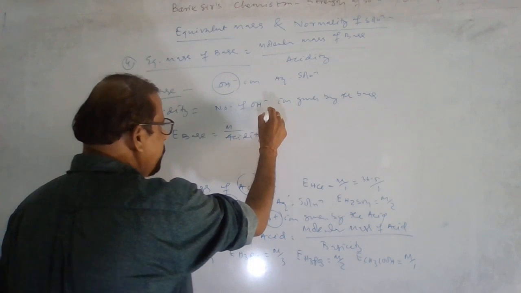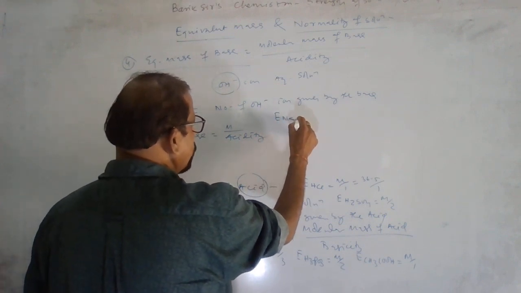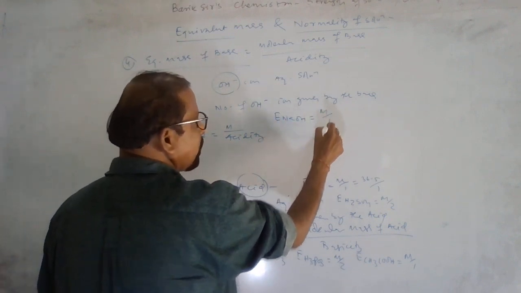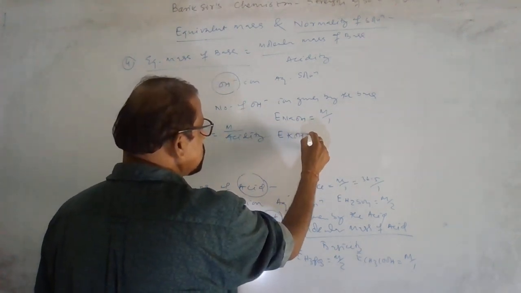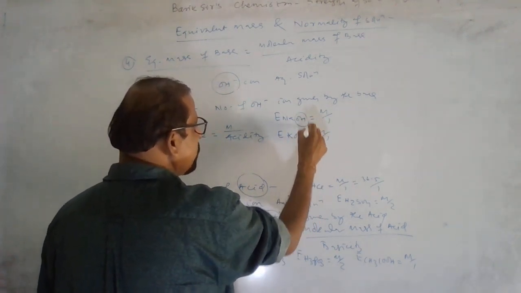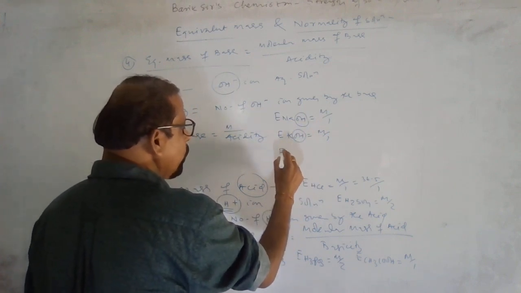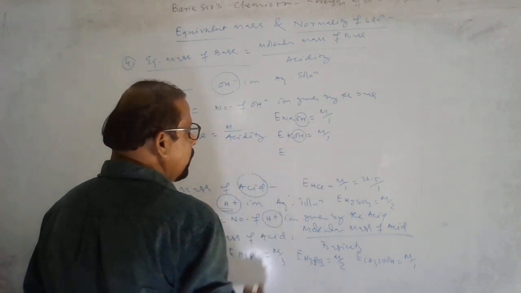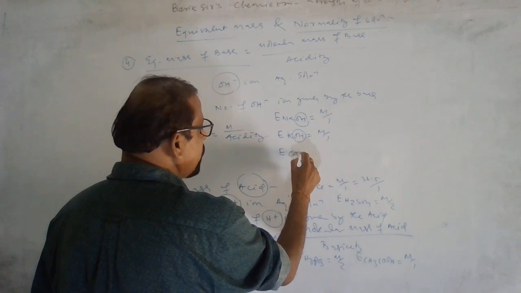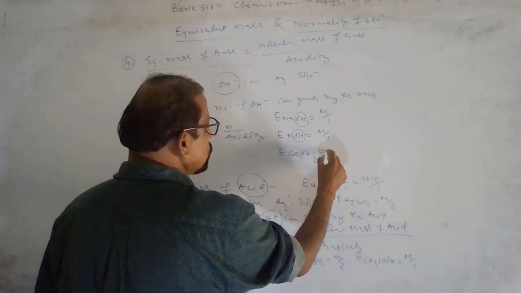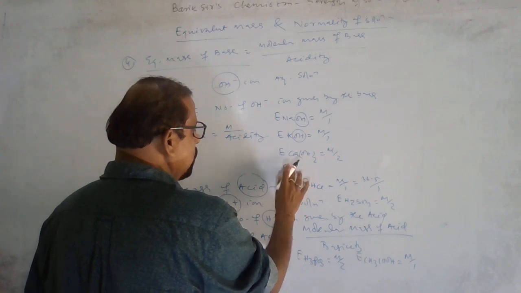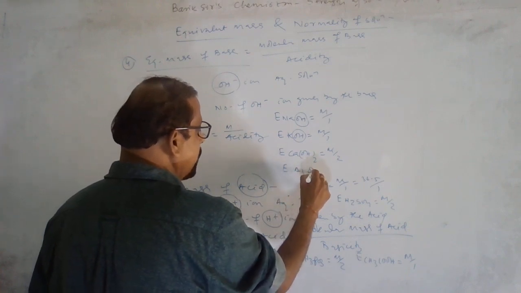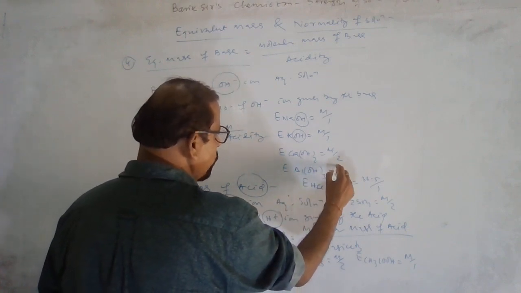So the equivalent mass of sodium hydroxide will be the molecular mass by 1. Equivalent mass of KOH is the molecular mass by 1, because it can give only 1 OH. Equivalent mass of calcium hydroxide is the molecular mass by 2. Equivalent mass of aluminum hydroxide. In bases that is no problem.